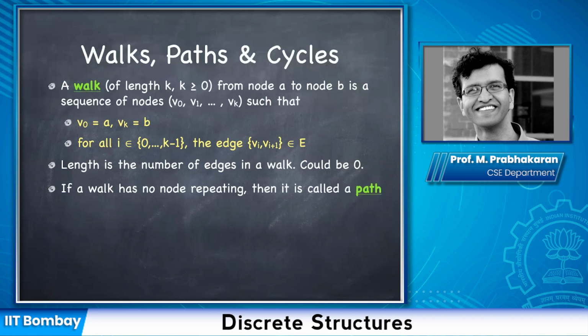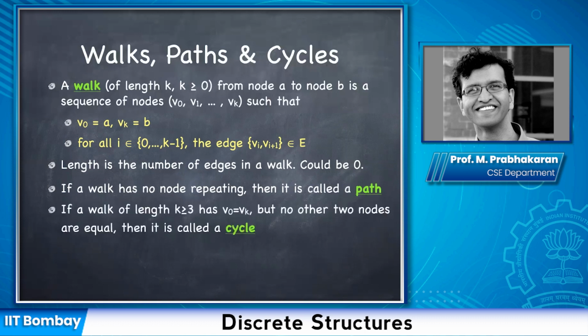A special case of a walk is when the walk has no node repeating. In this case, it's called a path. So a path is nothing but a walk, a sequence like this, but with no repetition, so you cannot have A and A in two places in the sequence.